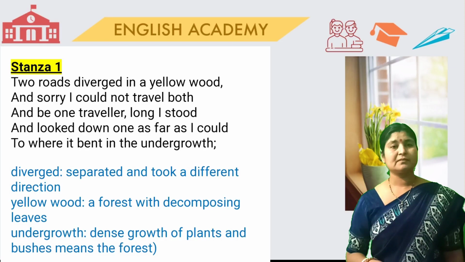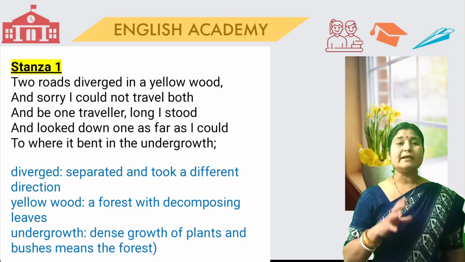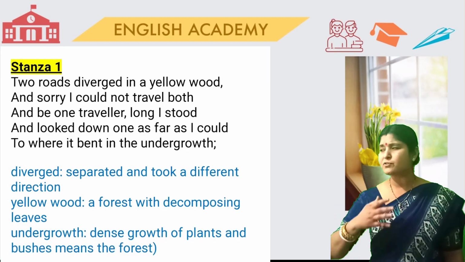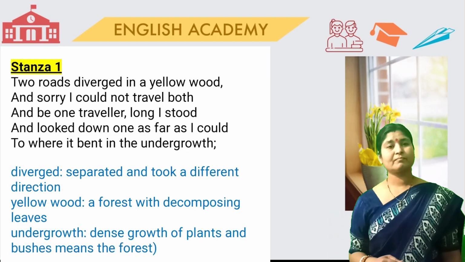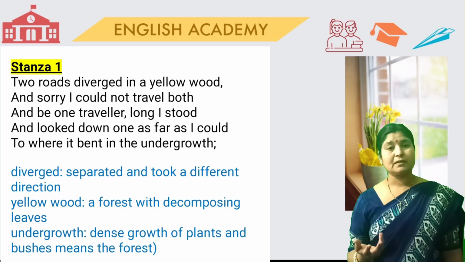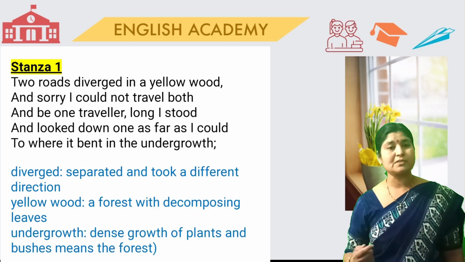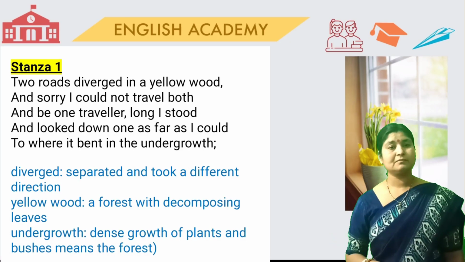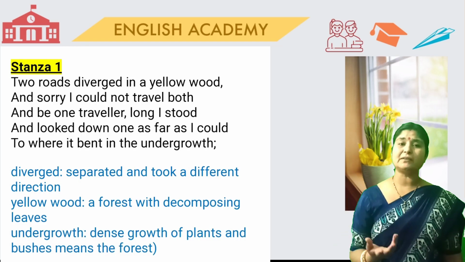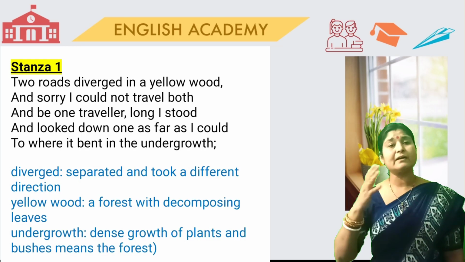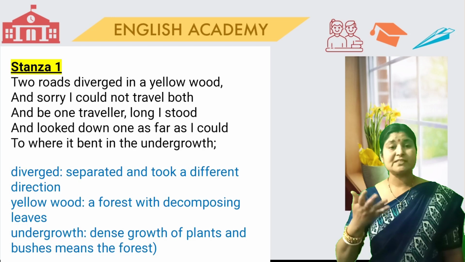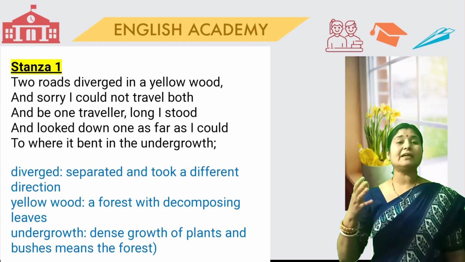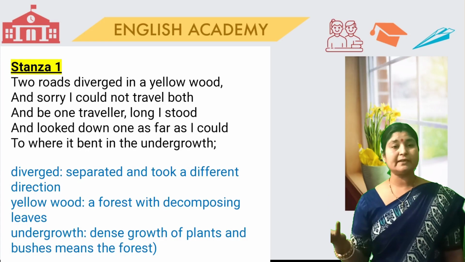The poet kept standing there and looked at the path very carefully, as far as he could see. Before taking the path, he wanted to know how it was. Was it suitable for him to go or not? He was able to see the path till where it curved. After that, it was hidden. It was covered with the trees and he was not able to see.